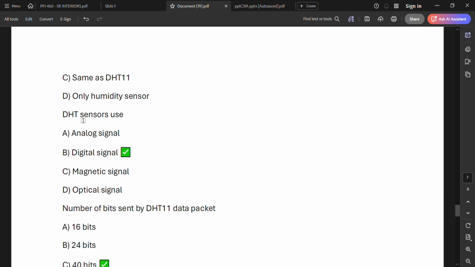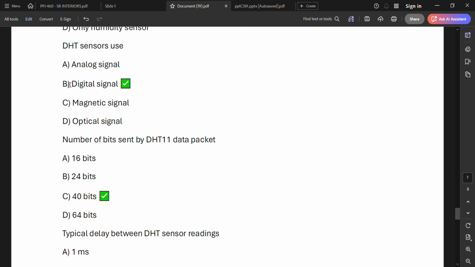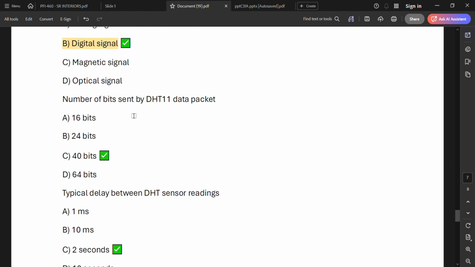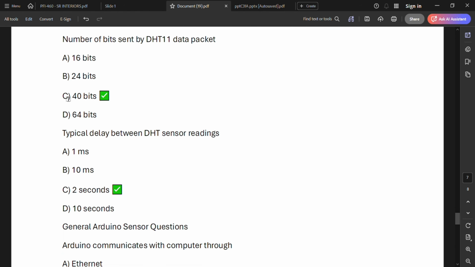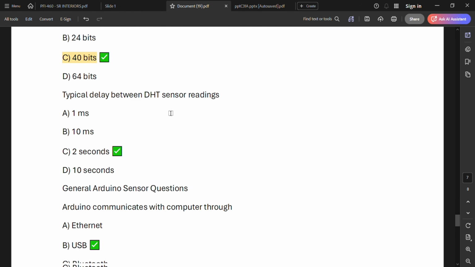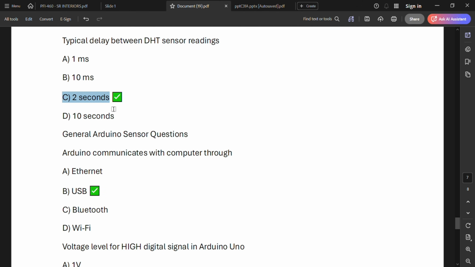Next question. DHT sensor uses analog signal, digital signal, magnetic signal, or optical signal. The correct answer is option number B. Next question. The number of bits sent by the DHT11 data package: 16 bits, 24 bits, 40 bits, or 64 bits. The correct answer is option number C. Next, the typical delay between DHT sensor readings: 1 ms, 10 ms, 2 seconds, or 10 seconds. The correct answer is option number C.